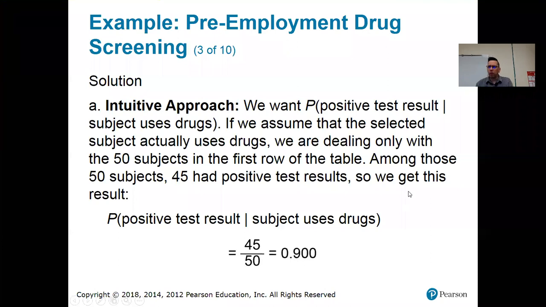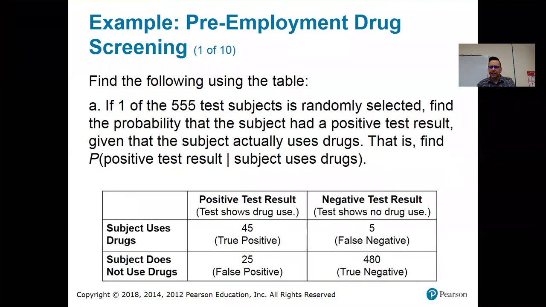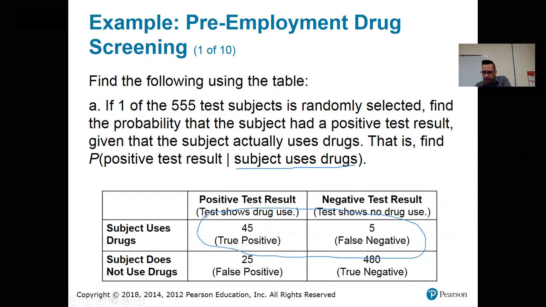So we're starting with the first question. What is the probability that the person tests positive given that the person uses drugs? This will make a little more sense if I go back to the table. The idea behind the intuitive approach is reducing your sample space. So let me just bring my pen up here. We know that the person uses drugs. So let's just reduce our sample space down to the people who use drugs, which are these people right here. These are the people that use drugs.